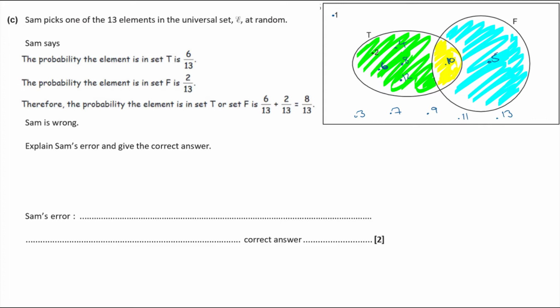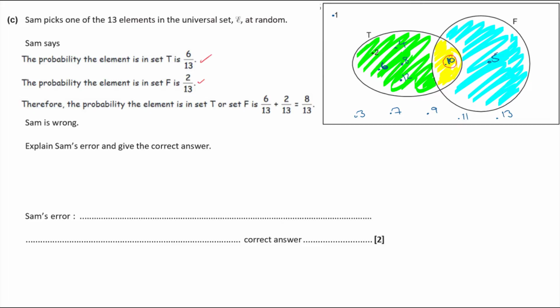Okay. Well, now, this is actually correct. It is that, and this is actually correct. It is that because there are 6 elements in set T and there are 2 elements in set F. The problem with what he's doing, just adding them together like that, he's double counting the one in the middle, this 10 here, because that 10 is in set T, it's part of the 6 out of 13, and it's also part of the 2 out of 13. So when they added them together, they've counted that one twice.